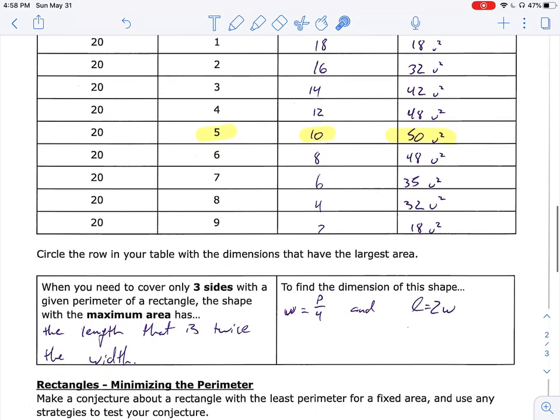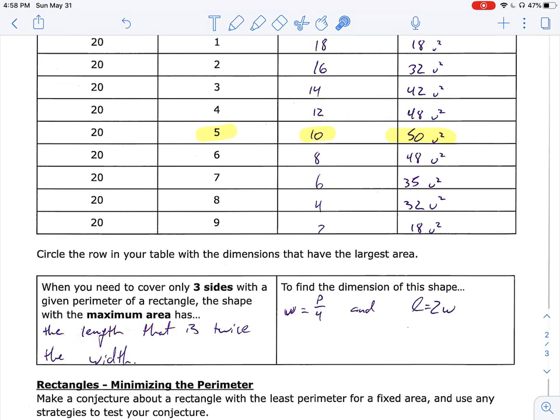So when you only need to cover 3 sides with a given perimeter of a rectangle, the shape with the maximum area has, well, let's look at this relationship. The width is 5 and the length is 10. Well, the relationship between these two, the length is double the width. So the length is twice the width, and we can see that.